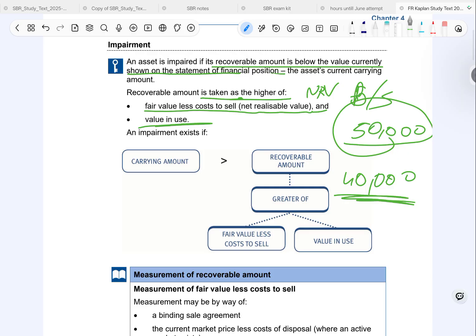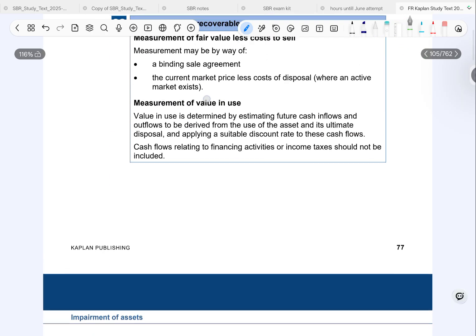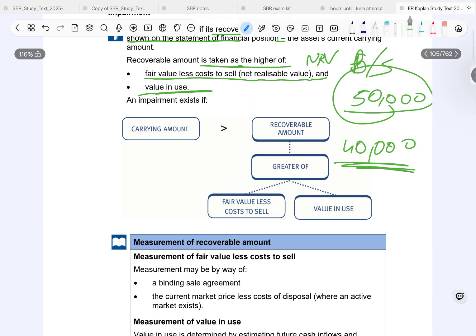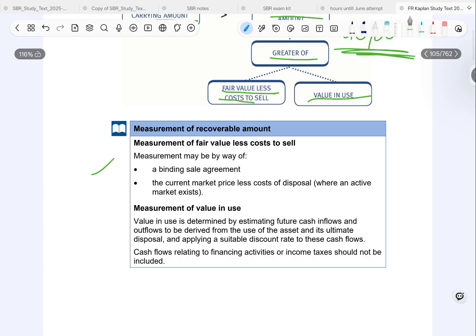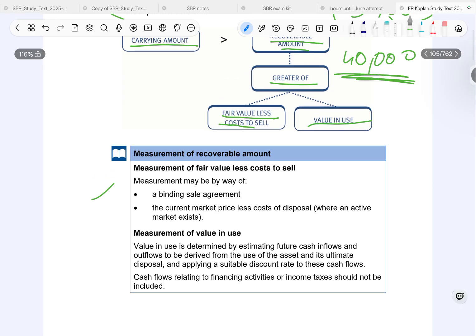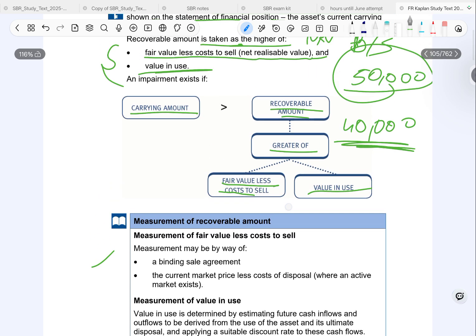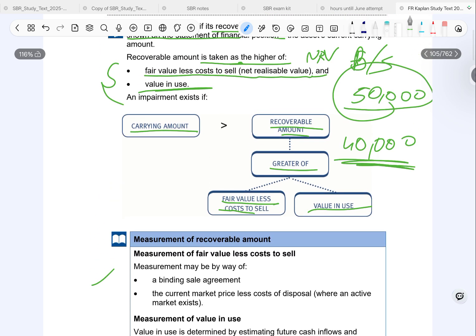We are going to discuss both of these over here. An impairment exists if the carrying amount is greater than your recoverable amount, which is the greater of fair value less costs to sell and value in use. So what is your fair value less costs to sell, and how is value in use determined? I'll explain it in a simpler way.